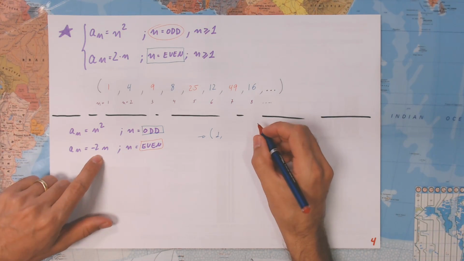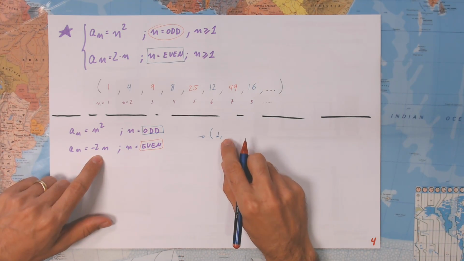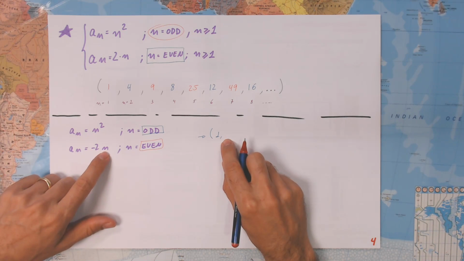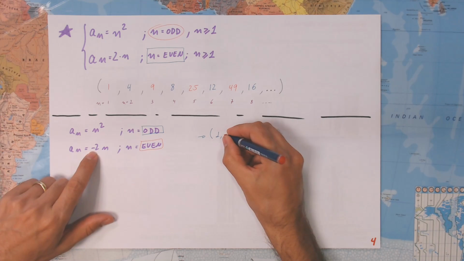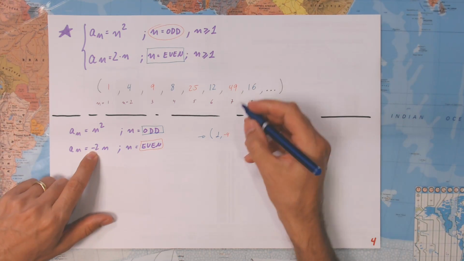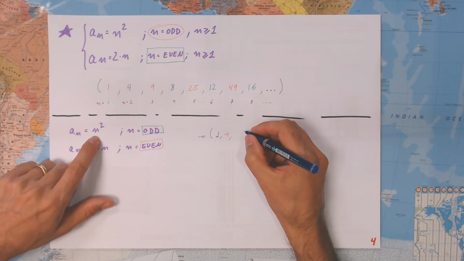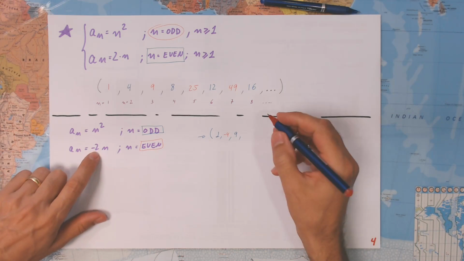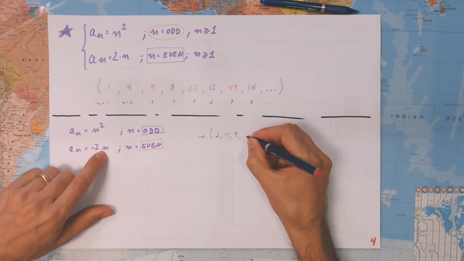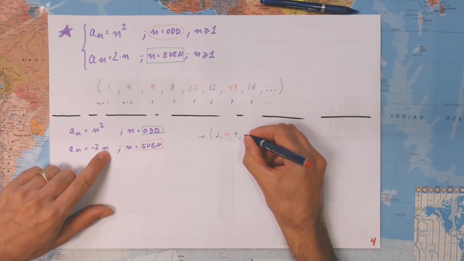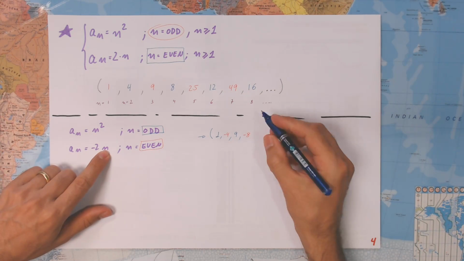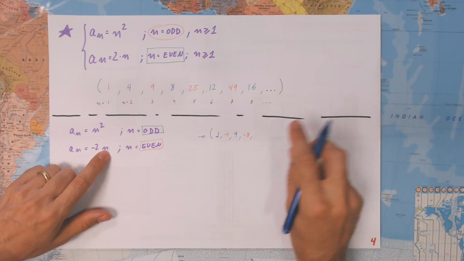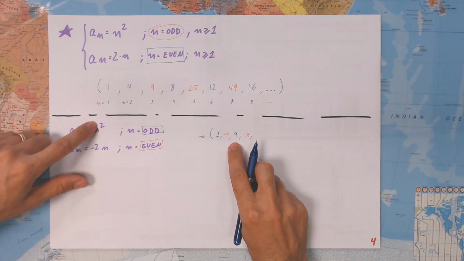Now n equals 2, because this is the second term. N equals 2, 2 times 2, 4, minus 4. The third one, it is odd, 3 squared, which is 9. The fourth, even, n equals 4, 2 times 4, 8, minus 8. Okay, and now we don't have to read everything here.